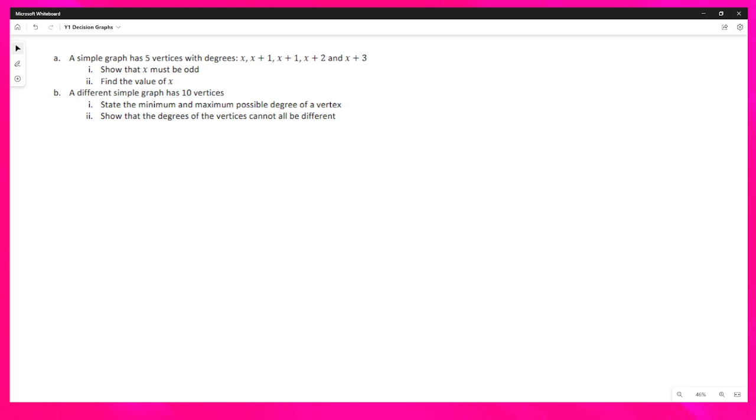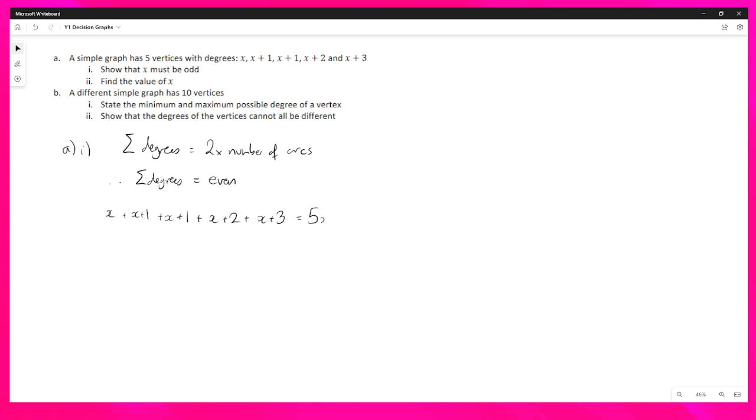Now this comes from Euler's handshaking lemma. So we know the sum of degrees is equal to 2 times the number of arcs. Now we don't know the number of arcs, but we know it's 2 times something. So therefore the sum of the degrees must be an even number because it's 2 times something. So let's look at the sum of the degrees. We've got x plus x plus 1 plus x plus 1 plus x plus 2 plus x plus 3.